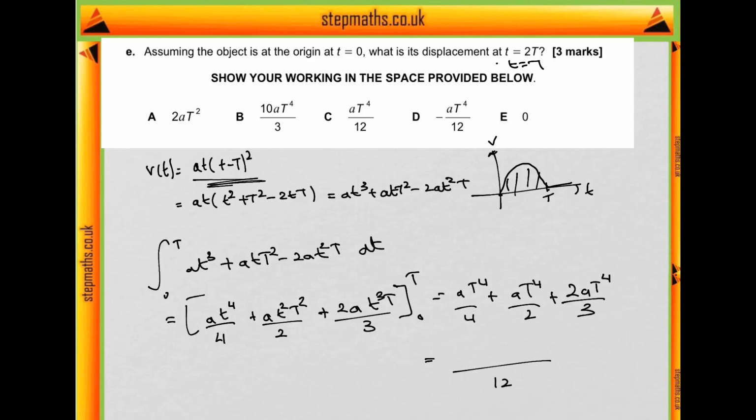Sorry, I made a mistake here. Let me clarify that. So this here should be a minus sign. Just a silly slip, sorry. Remember here, so this is minus, and this is a minus. Let's do that again. So put everything over 12 now. So this is 4. So over 12, I must multiply by 3, so that gives 3. This gives 6. 3 plus 6 gives 9. 9 minus 8 gives 1. So this is going to be aT to the 4th over 12, and the answer is C.